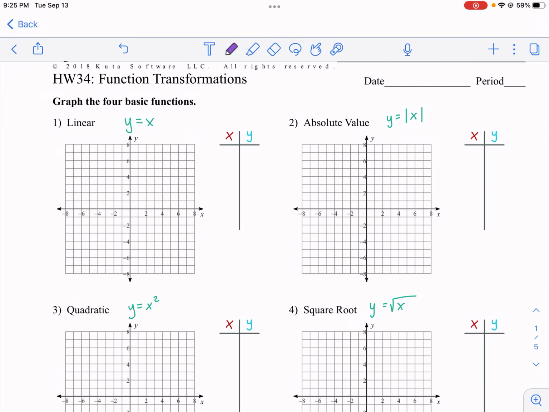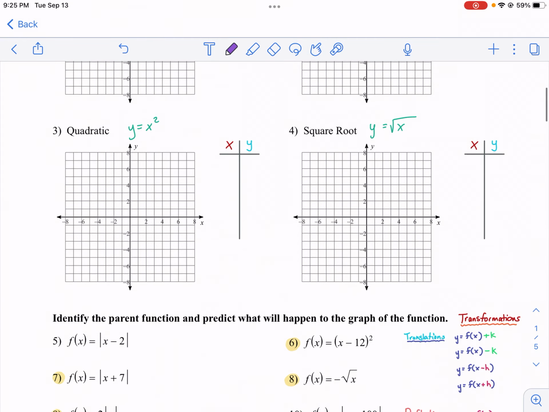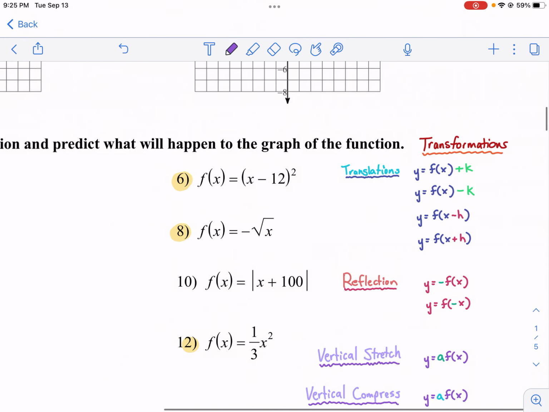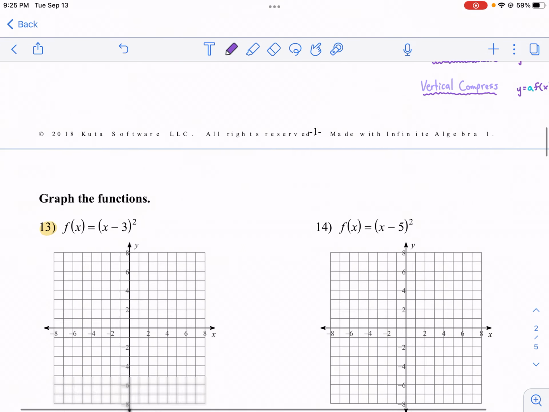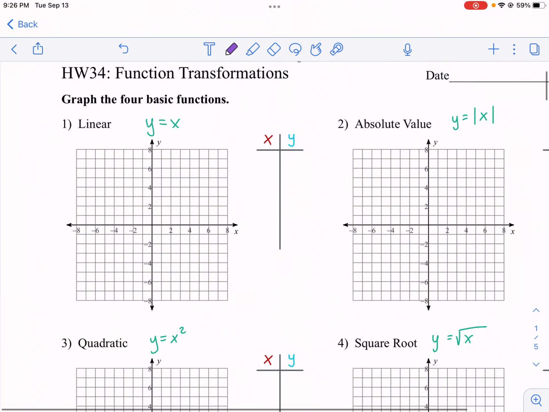I'm going to give you a quick overview. We're going to talk about graphing and how we graph the parent functions. Then I'm going to talk about the different types of transformations and how we recognize them, and then we're going to do some problems, including some graphing. So you can jump ahead to whatever section you want, and we're going to go ahead and get started.